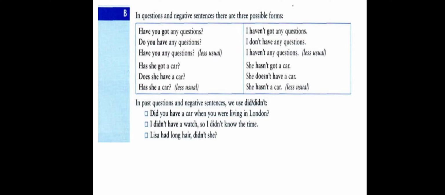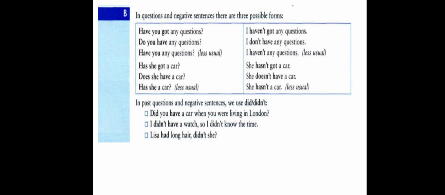If the subject is singular, then we use has. Then it becomes she has got a car, and to form a question we bring has before the subject, so it becomes like this: has she got a car? And if the subject is singular and the verb is has only, without got, as has is a main verb, it becomes she has a car.